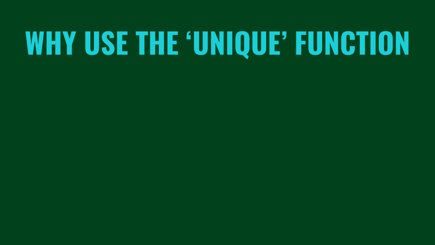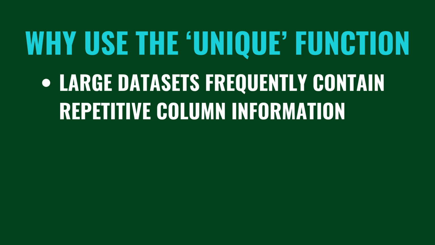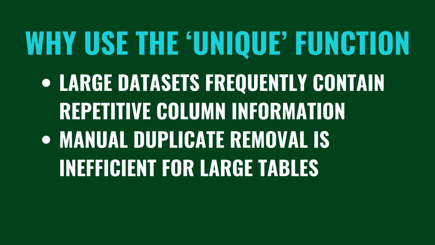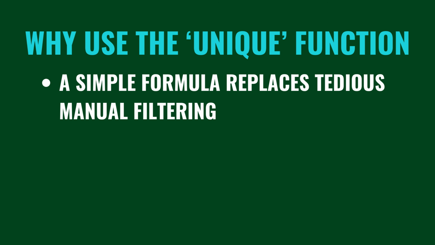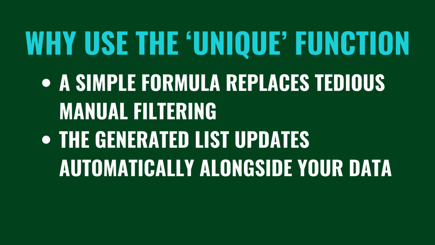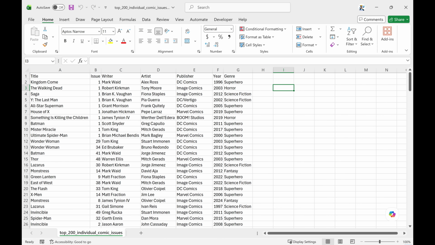When working with large data sets, columns often contain a lot of repeating information. Instead of manually scrolling through your data or copying and pasting columns to remove duplicates, the unique function allows you to use a simple formula to instantly generate a clean list of distinct values that automatically updates as your data changes.